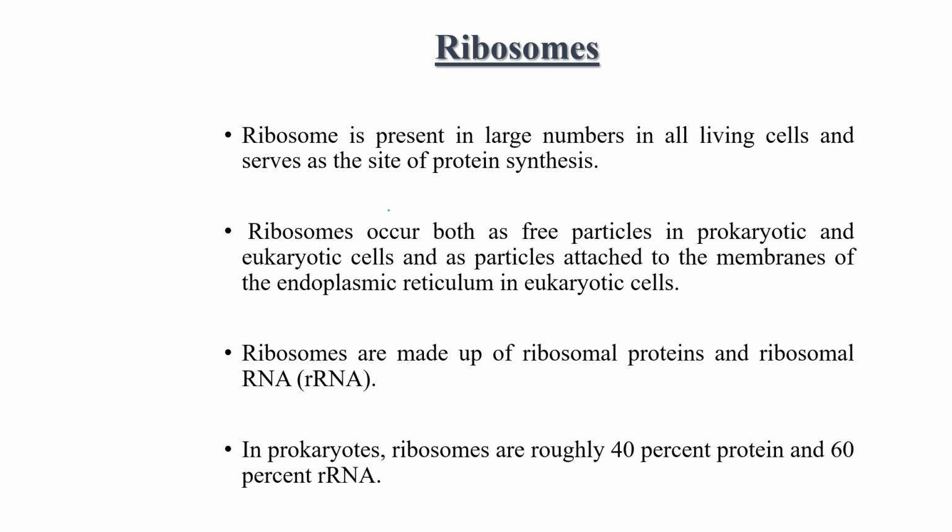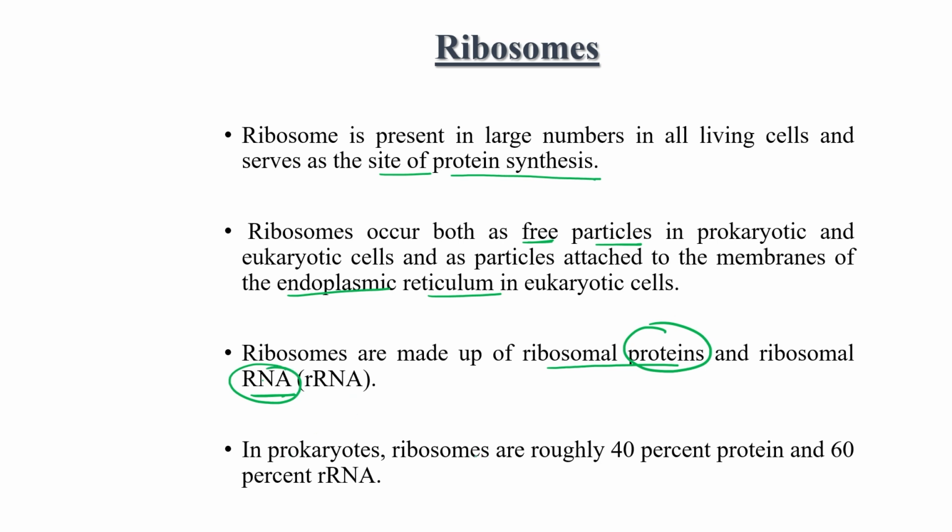Ribosomes. So these ribosomes are present in large numbers in all living cells and serve as a site for protein synthesis. Ribosomes occur as free particles as well as on the surface of the endoplasmic reticulum. That's why we use the term rough endoplasmic reticulum, right? So ribosomes are actually made up of ribosomal protein and RNA, ribosomal RNA. So protein and RNA, right?